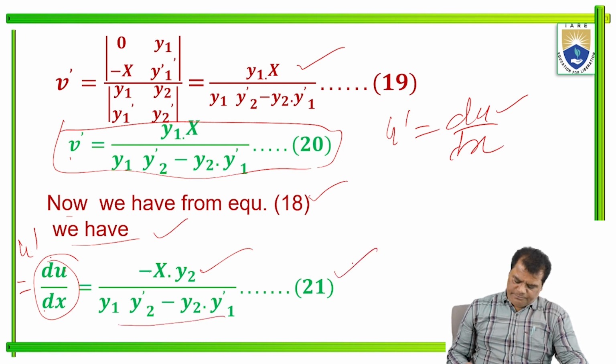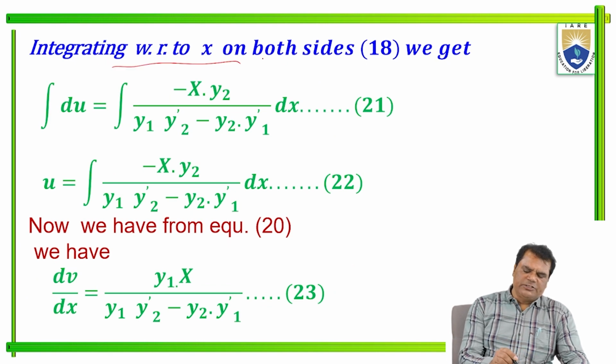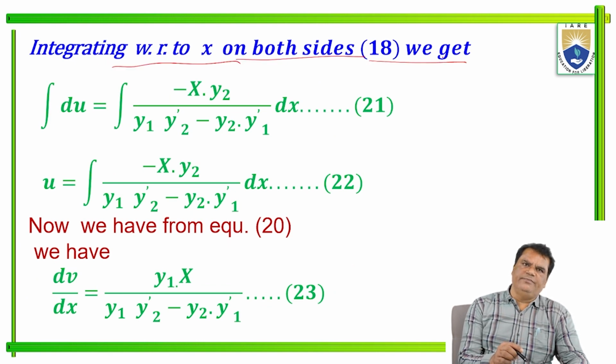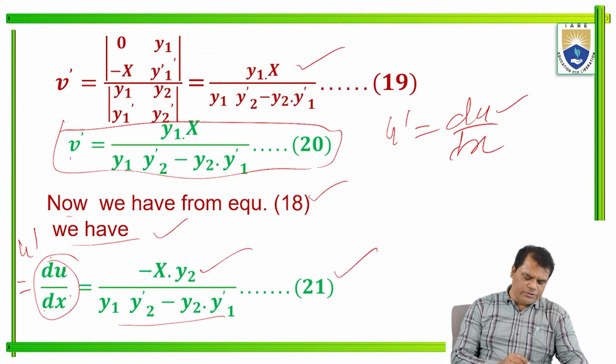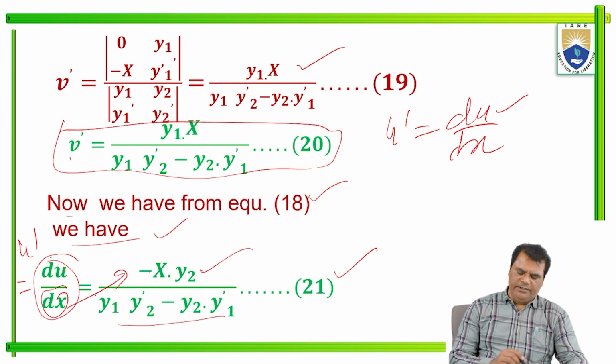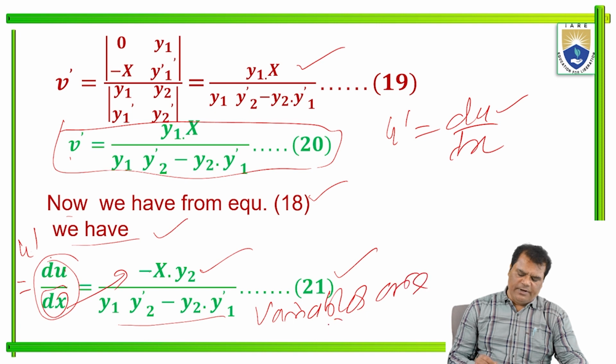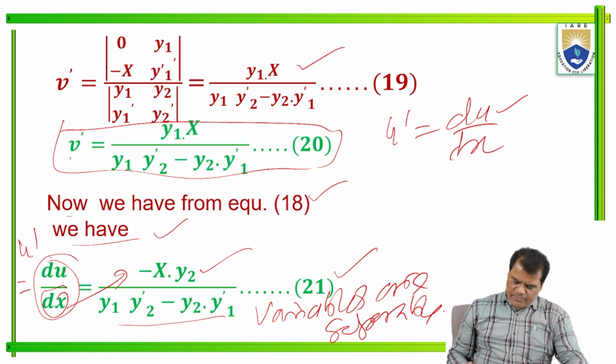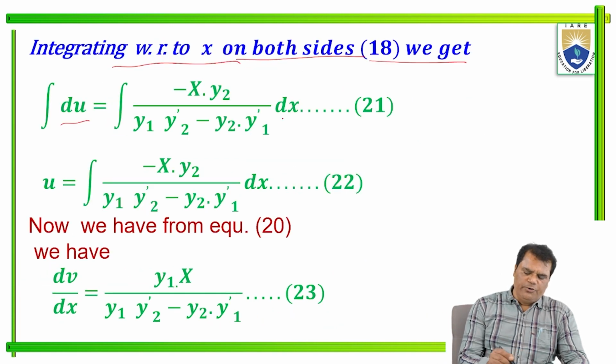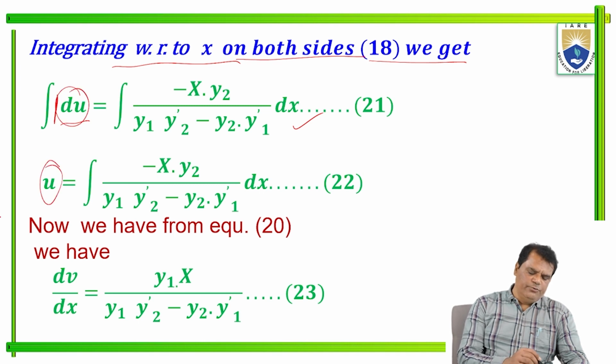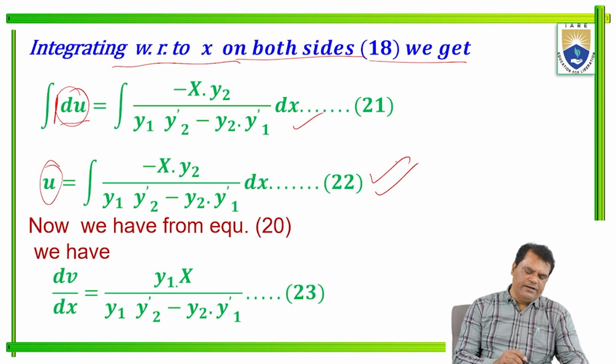This is equation 20, 21. Now integrating with respect to x on both sides of 18, we get du, dx taking this side. After cross multiply, dx taking this side. The variables are separable. Here we apply the formula. So now du equal to this, and u equal to this. This is the value of u. We can find the value of u with the help of this formula.